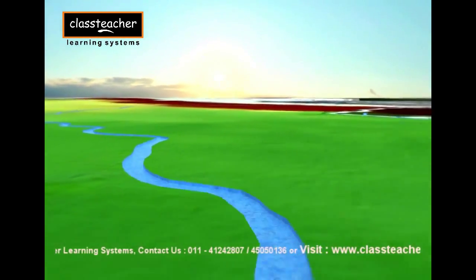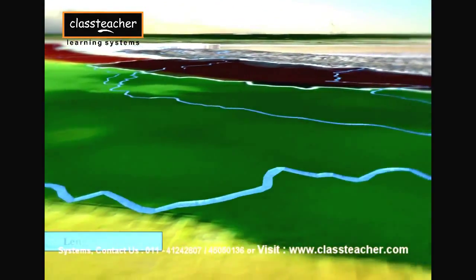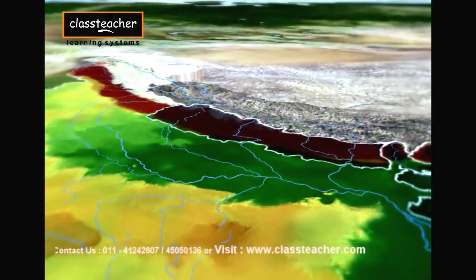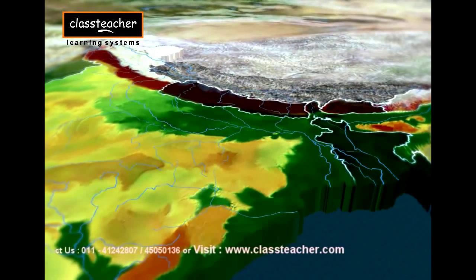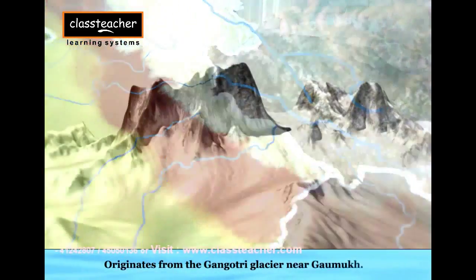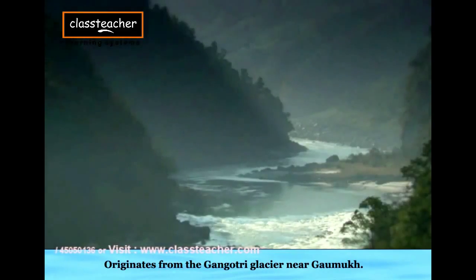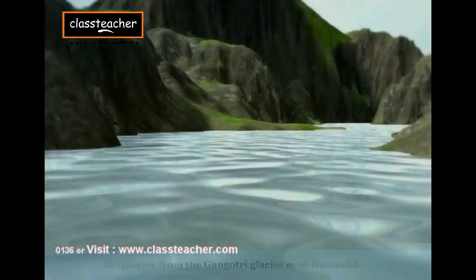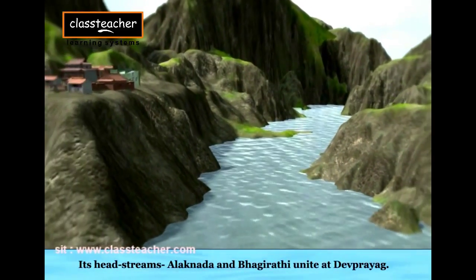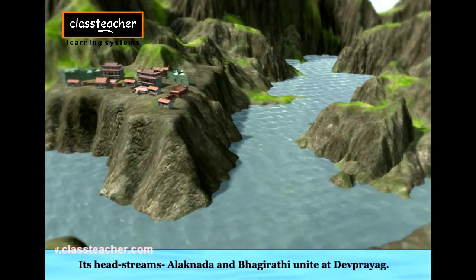The Ganga river system. The Ganga is the most important river of India. The length of the Ganga river is 2,525 kilometers, out of which 2,415 kilometers is in India. It originates from the Gangotri glacier near Gaumukh. Here it is known as the Bhagirathi. The river acquires its name after its head streams Alaknanda and Bhagirathi unite at Devaprayag.